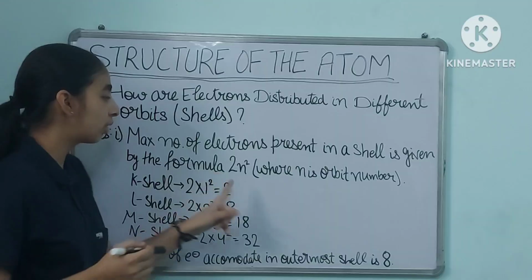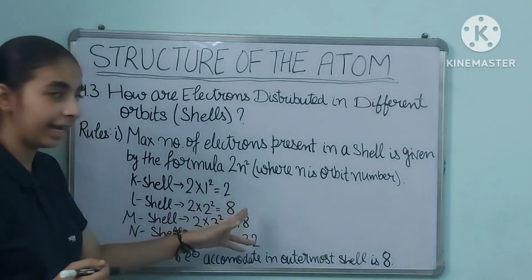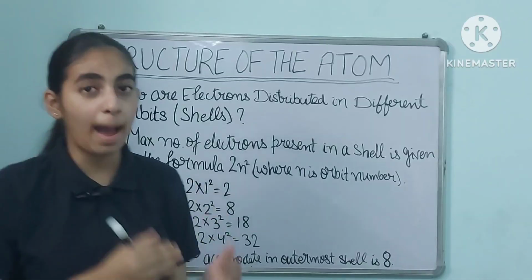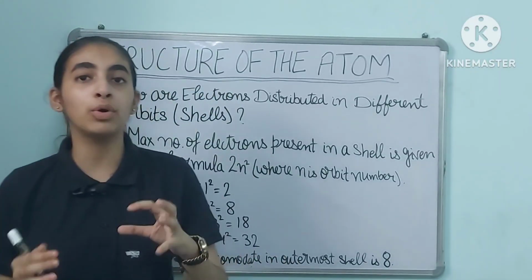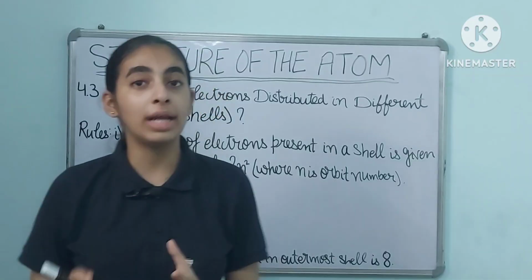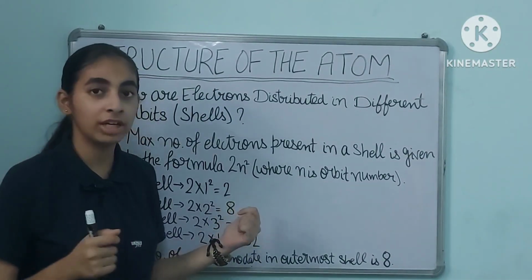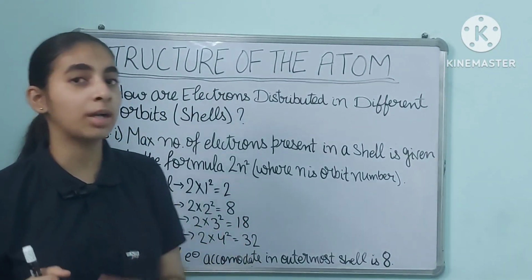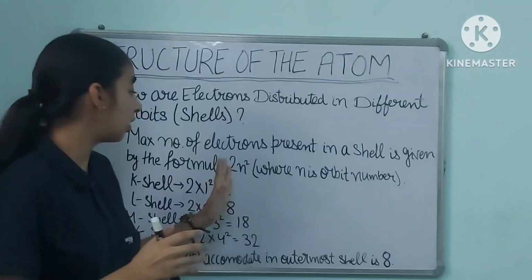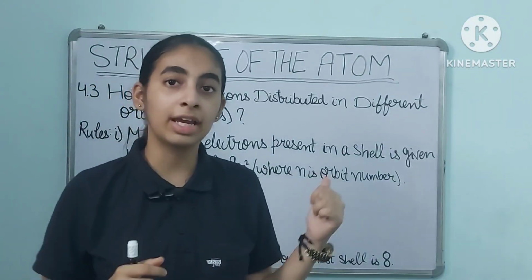So in the K shell, you can put 2 electrons, in the L shell 8, in the M shell 18, and in the N shell 32 electrons. The M shell has the capacity of filling up to 18 electrons, the N shell up to 32, the L shell up to 8, and the K shell up to 2 electrons. We can't put more than 2 or 8 electrons in the K or L shell.